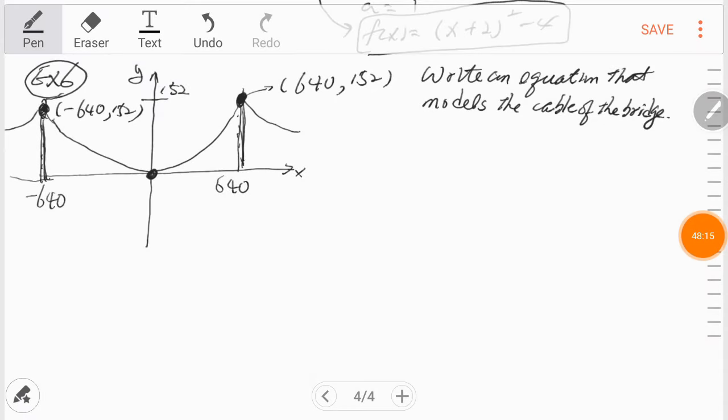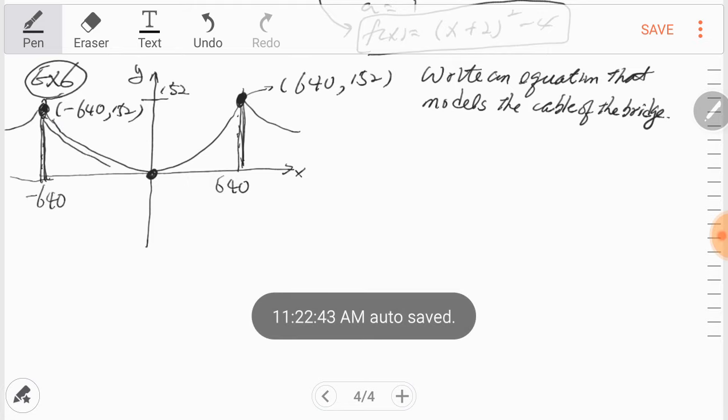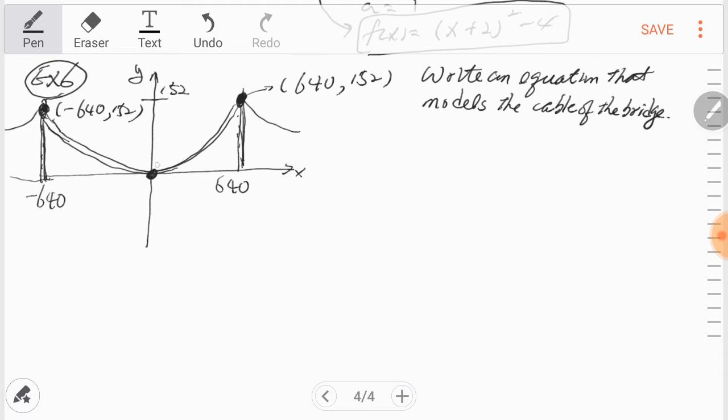Okay, this is a word problem. The example 6 is about the bridge. Okay, there are two towers, and the cable connecting these two towers is in parabola. It's parabola. Okay, so it has a vertex. So why don't we put the vertex in the center? Put the lowest part in the center of the xy coordinate plane. So this center is 0, 0. So this is the vertex. And the towers are 640 feet away from the center. And the height of the tower is 152 meters.